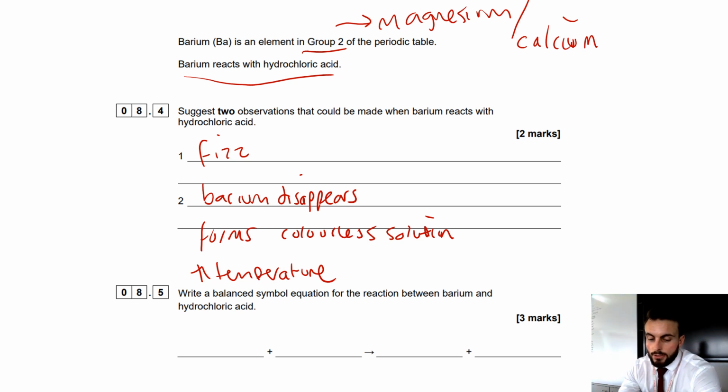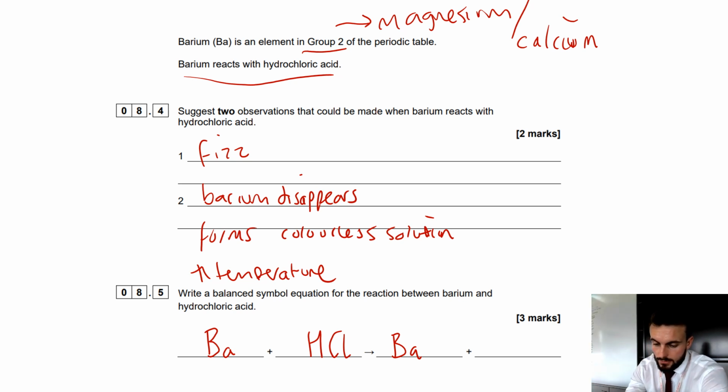Right, a balanced symbol equation for the reaction between barium and hydrochloric acid. So first off we can start off with barium, which is Ba, and hydrochloric acid. Same as before, I'm imagining that it's magnesium because it's going to follow the same trend because it's in the same group. So the formula for magnesium chloride is MgCl2 because you need 2 chlorines to cancel out the magnesium ion charge. The same would be for barium chloride. Plus, and then if it's just a metal and an acid, then we get hydrogen.